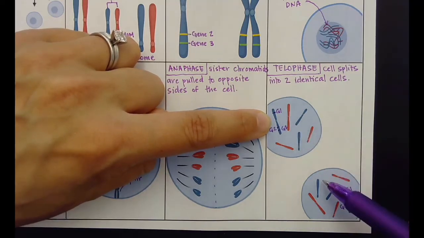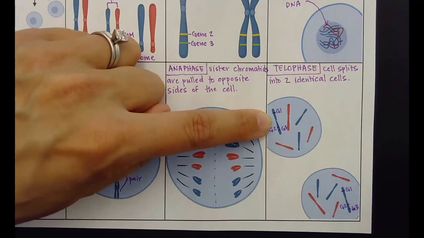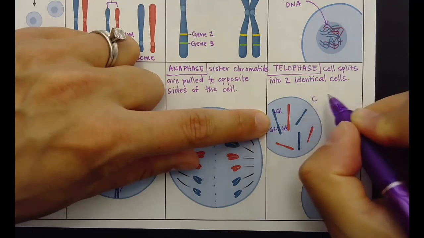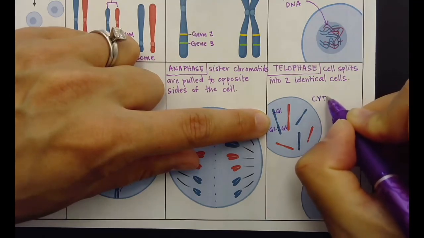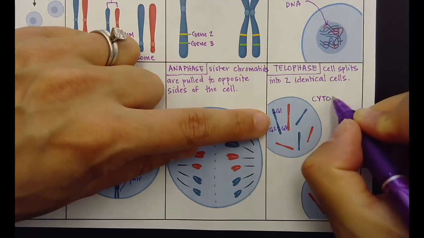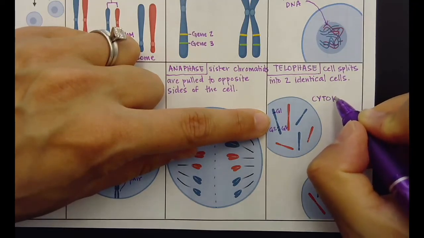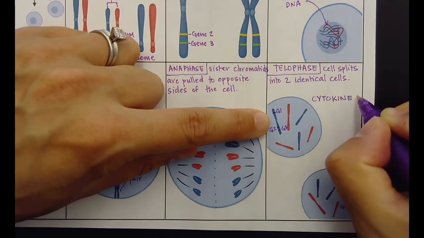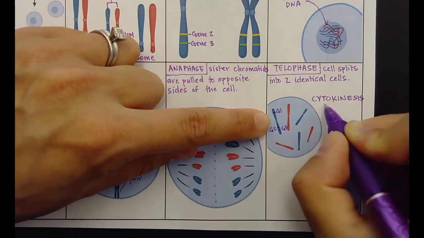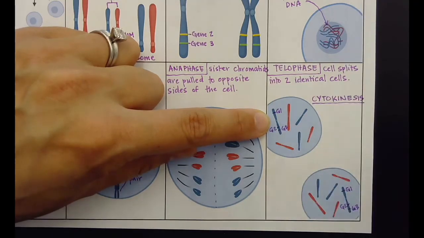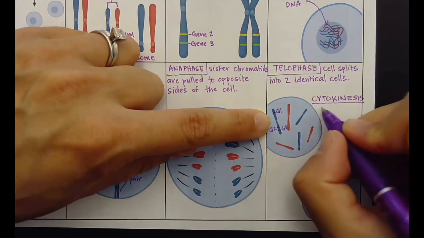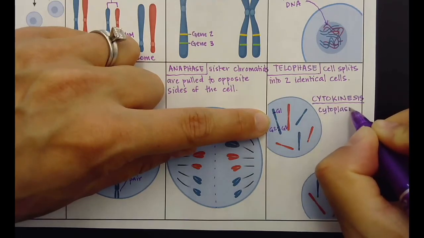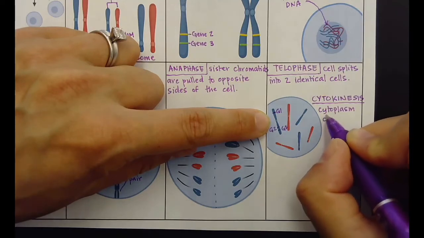Now, in order for this to take place, something called cytokinesis has to occur. And the word cytokinesis gives us some tips about what is happening. So cyto refers to the cytoplasm, and kinesis is splitting or moving. And so cytokinesis is when the cytoplasm divides between the two cells.